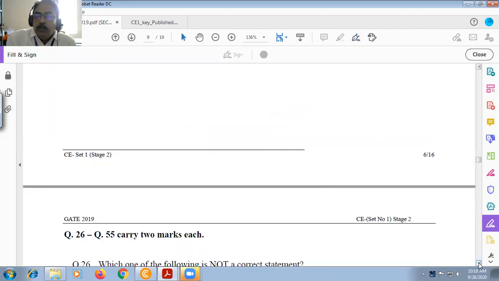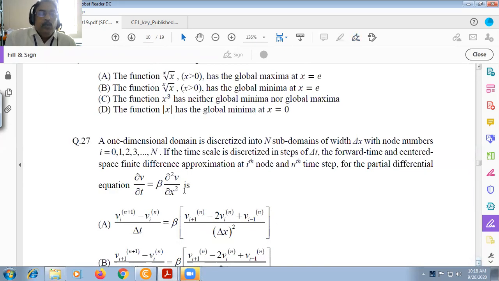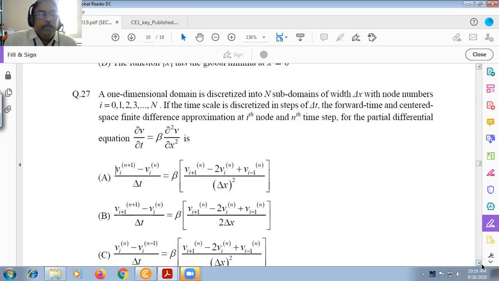Okay, so this is the nth step. ∂v/∂t equals (v_i^(n+1) minus v_i^n) by delta t. This one is correct. Minus beta ∂²v. This is central difference. So A is the correct answer.